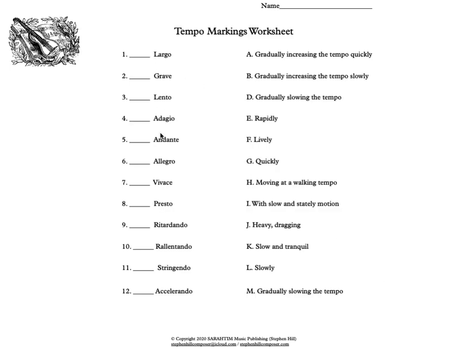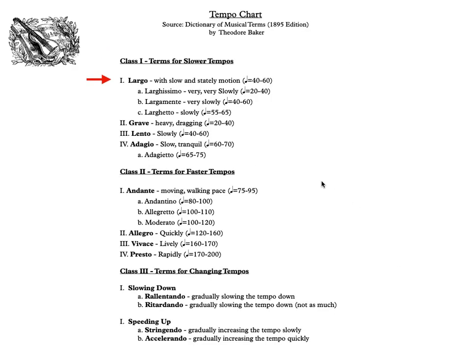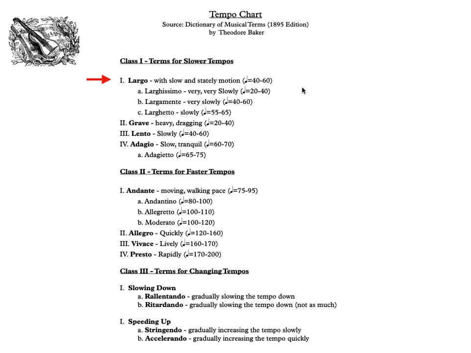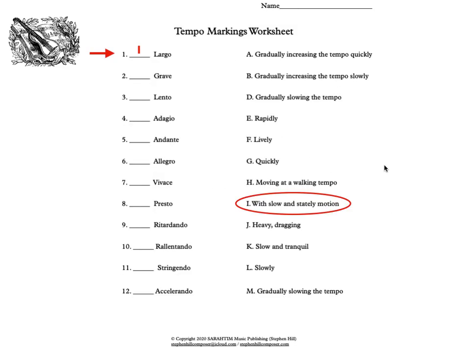You may find them in English, slow, fast, but you do need to be familiar with the words and phrases for tempos. Okay, so allegro, the answer is... and you can print this sheet off and always keep it with you and check your answers. Largo is with slow and stately motion. Okay. So use that to help you fill out the worksheet.